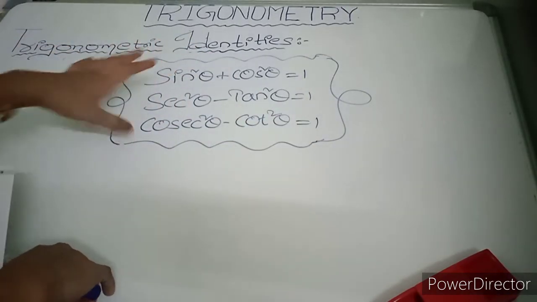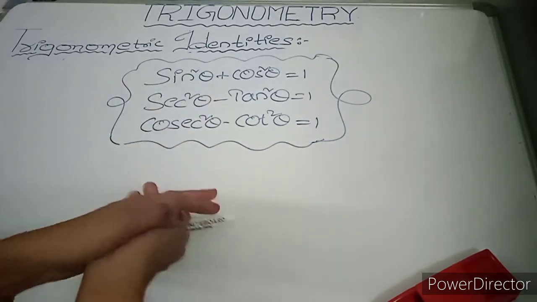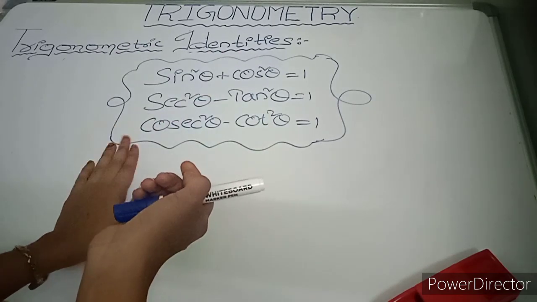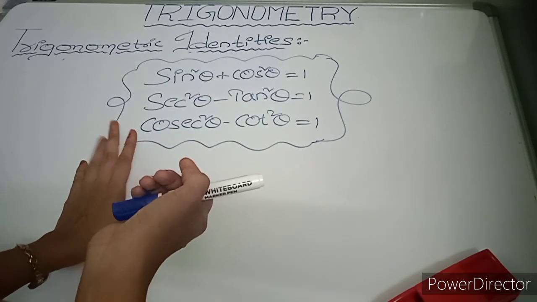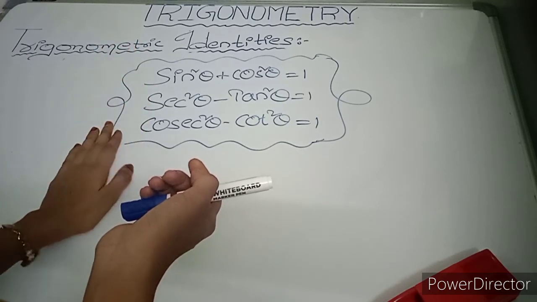Okay. So this is about today's class, and in the next class we are going to solve problems that are based on these trigonometric identities. Okay, until then practice these identities and trigonometric ratios.